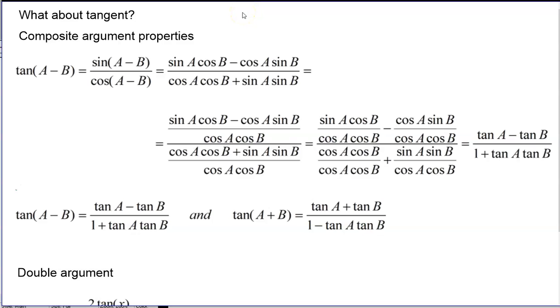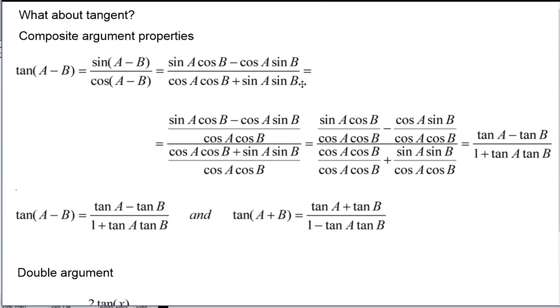We've talked a lot about sine and cosine properties, but what about the composite argument property for tangent? So for tangent, we're going to go back to our quotient property, and we're going to use the quotient property very heavily throughout all of these proofs. So we say tangent of a minus b is sine of a minus b divided by cosine of a minus b, and then write out the property for sine of a minus b and for cosine of a minus b.